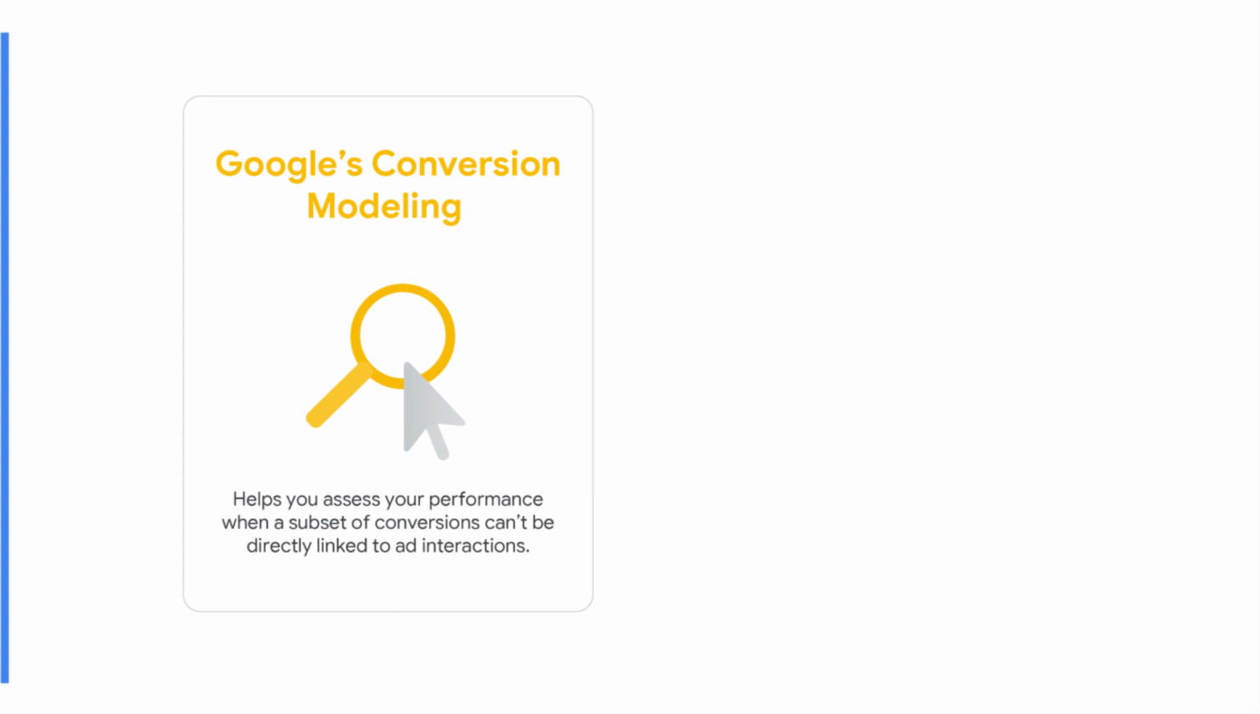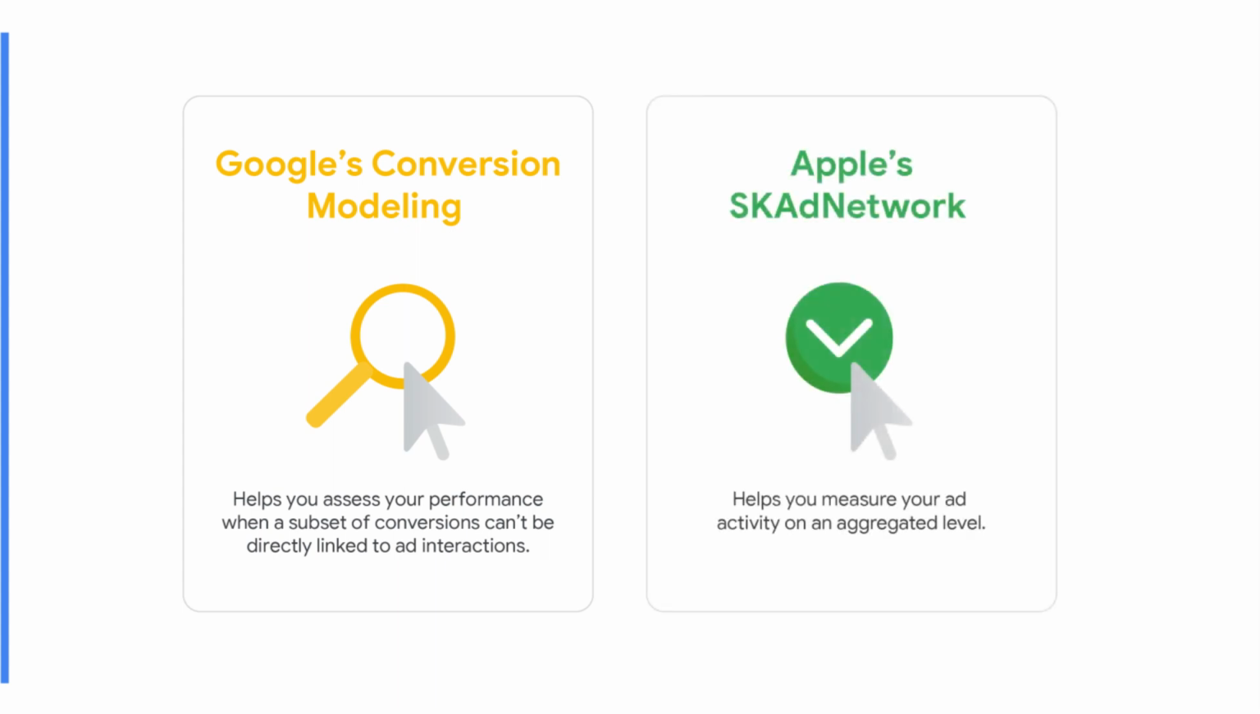In addition to conversion modeling, other forms of measurement have also recently emerged, such as SK Ad Network, Apple's attribution solution. SK Ad Network helps ad networks and advertisers to measure their ad activity, such as impressions, clicks, and app installs on an aggregated level. In 2022, SK Ad Network became increasingly important to marketers in assessing their overall iOS performance. Furthermore, version 4.0 updates to SK Ad Network signal continued improvement in functionality, which we will cover later in this session.